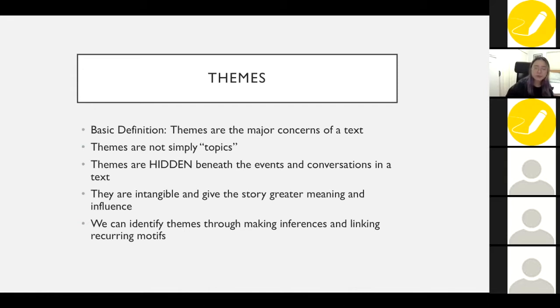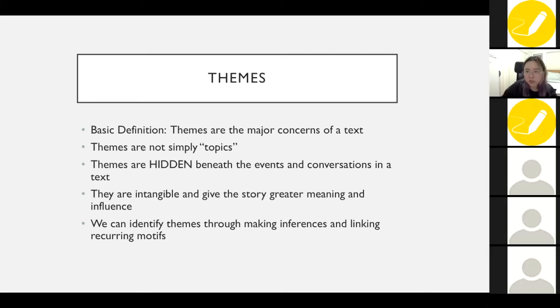All right, so how do we identify those themes? We identify those themes from making inferences and linking recurring motifs. So what are recurring motifs? Things that come up again and again in the story and have some sort of extra symbolic meaning, right?